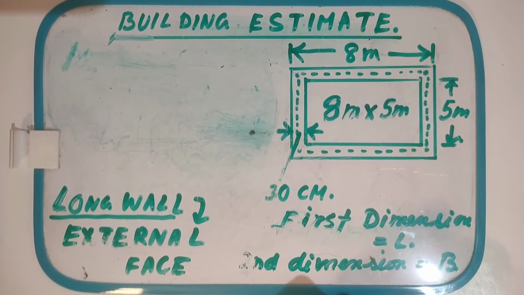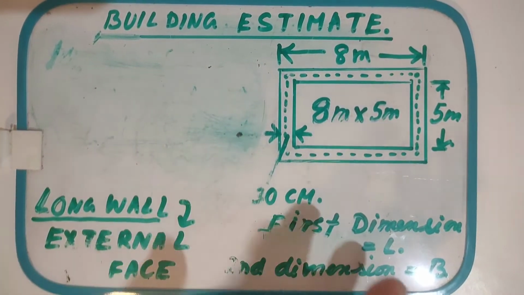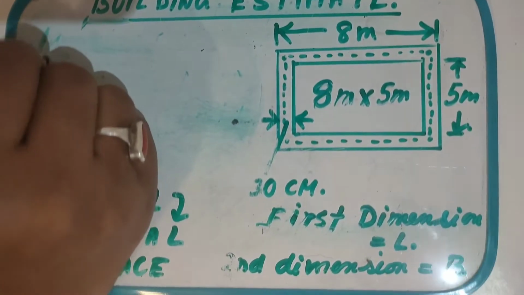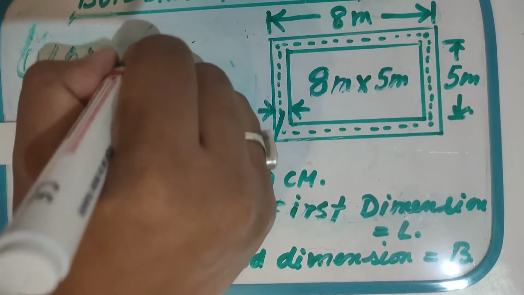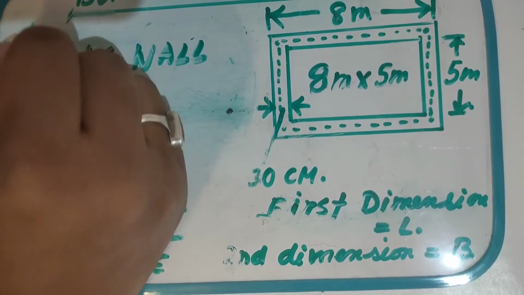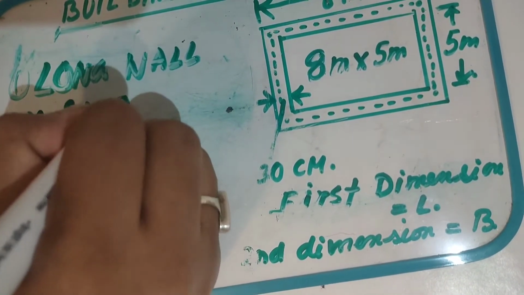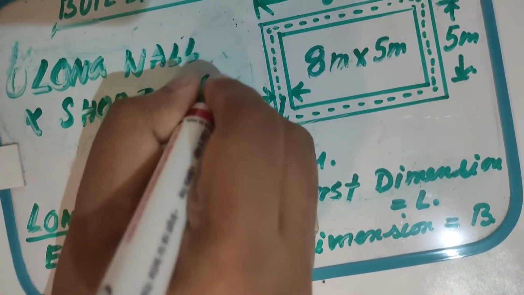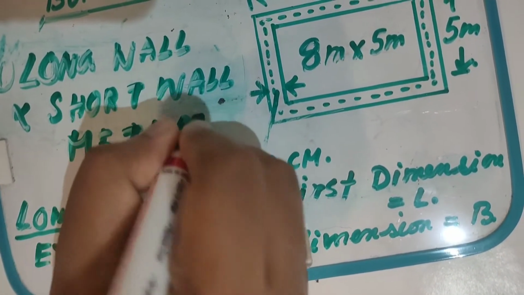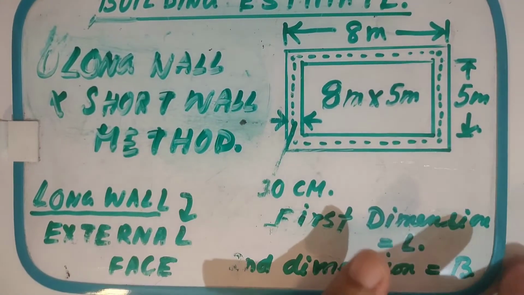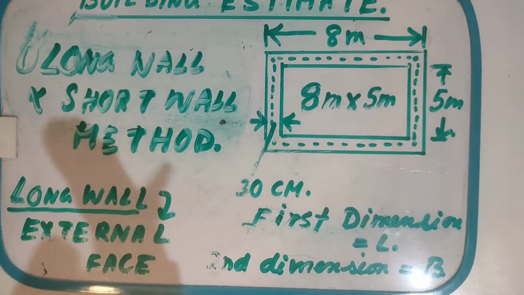So in this video I'll be talking about the different methods of building estimates. There are two methods of building estimates. Number one is long wall and short wall method. Long wall and short wall method. So we'll talk about long wall and short wall method now.